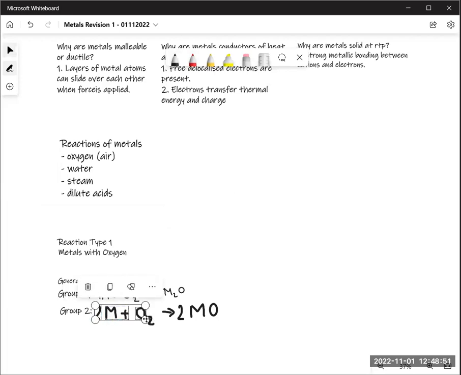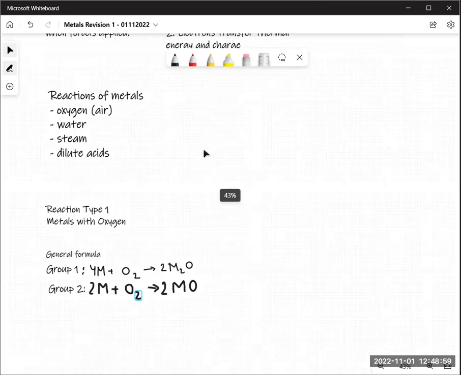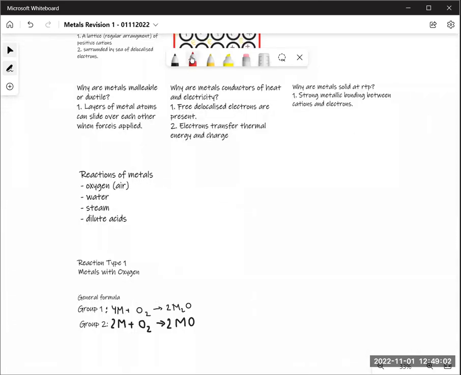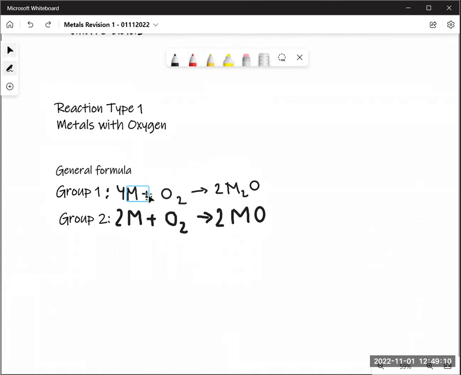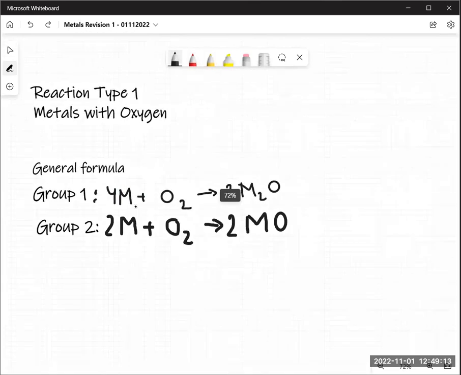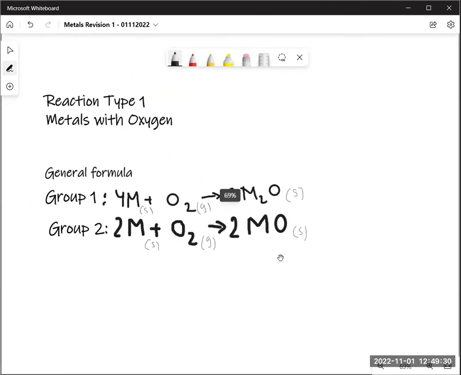Now I'll ask you some questions before we move on, so you understand what this means. One thing, I will also give you the state symbols for these. Has everyone finished the top part? I'm done. Good. So we have this. Just have the state symbols here as well. Metals are solid. Oxygen is gas. And oxides are also solid. Metal oxides are always solid, not gases or liquids.